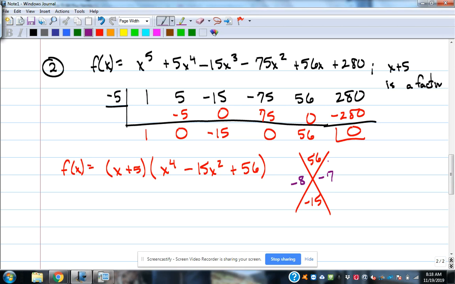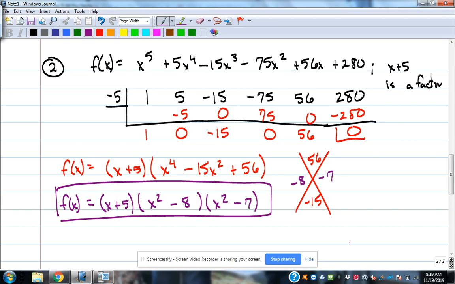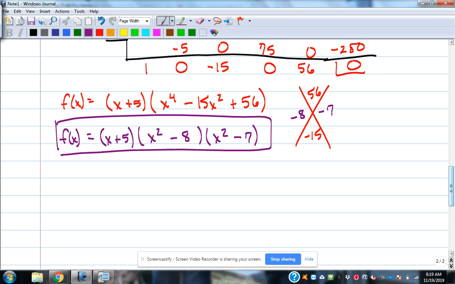So multiply to be positive, both of them have to be the same sign. So that's going to give us x plus 5. And then, can I take the shortcut on those factors? Yeah, I got x squared minus 8, x squared minus 7. So there's the factored form. We want that. And then if we want to find the zeros, what do we do with those factors? Set them all equal to 0. And solve. So x equals negative 5.